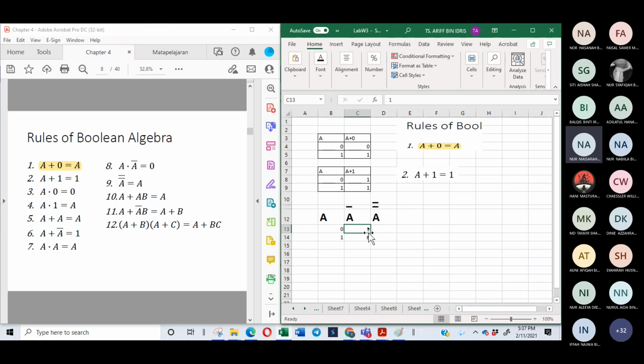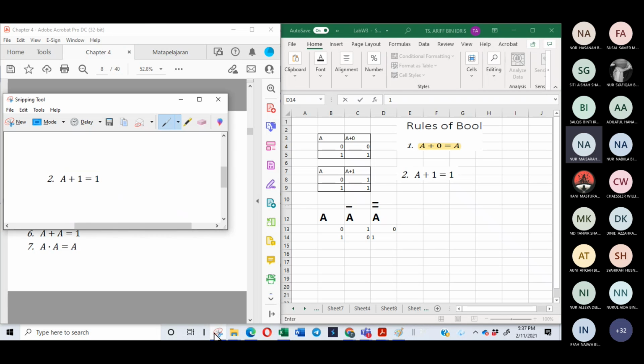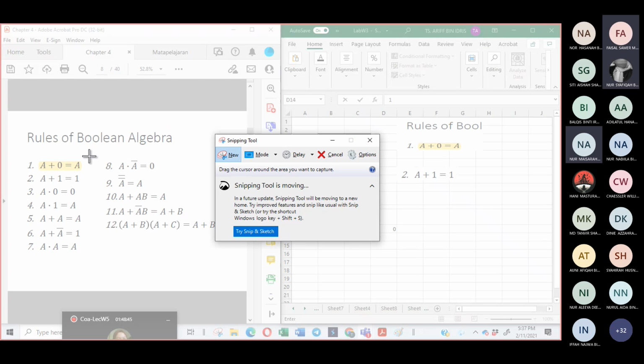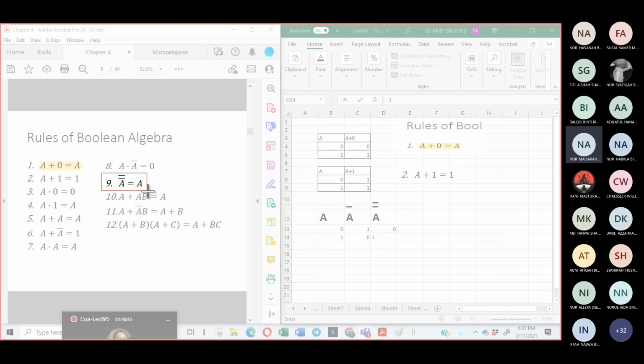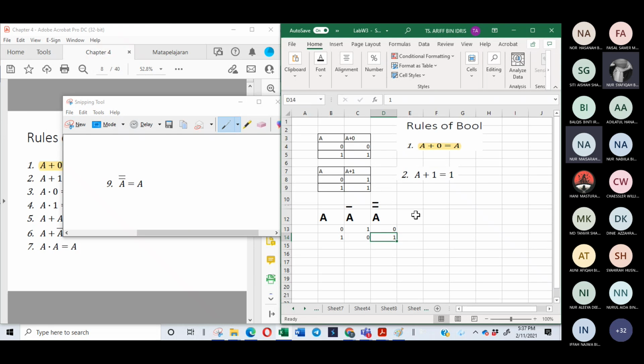Now we have complement 1. After we complement again, what is the result for A double bar? When you complement 1, the answer will be 0. Excellent. When you complement 0, what is the answer? 1. Is it proven the rules of Boolean algebra? A double bar is equivalent to A. Yes. Satisfied, right? So this is how to prove the Boolean algebra.